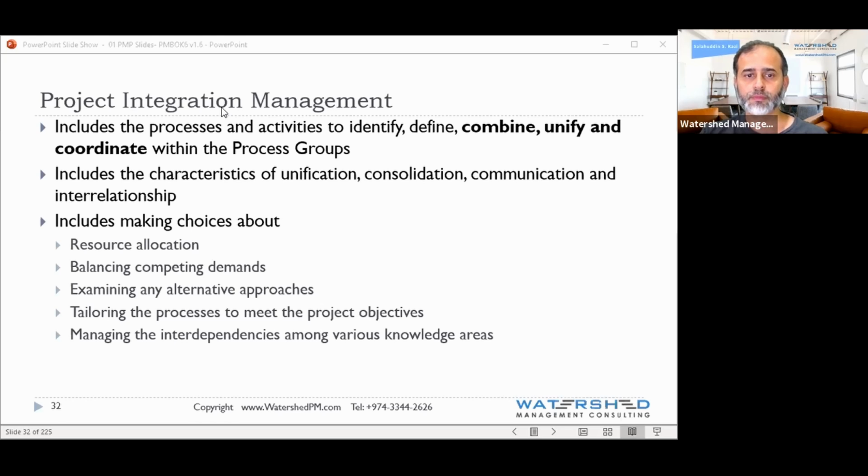Yes, definitely. So while you're in planning, you have to make sure you factor in all the dependencies. That is basically coordination. Coordination between what? Within the process group and between the knowledge areas. Did this make sense? Coordination within the process group and between the knowledge areas. What do you think is the meaning of that?